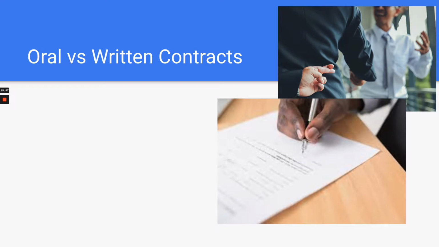Oral versus written contracts. Now, this is an important thing. I'm giving you the general layout here, but some things can vary from state to state. Oral contracts can be binding. They are what allows an 18-year-old, Caden, to buy a pizza over the phone. Right? Caden requests a pizza.